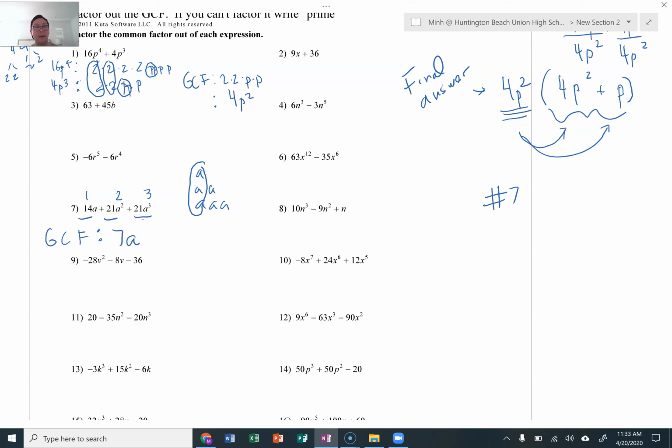So now that I have my GCF, I'm going to write down my original problem. So that's going to be 14a plus 21a squared plus 21a to the third. That's my original problem. I'm going to divide all 3 terms, not just 2 this time, because the original problem had 3 terms. I'm going to divide all 3 terms by my GCF.